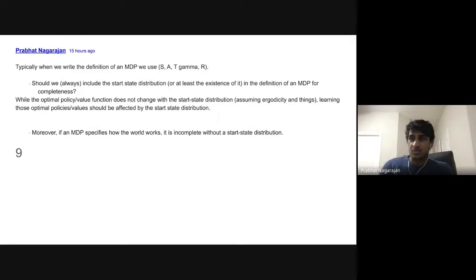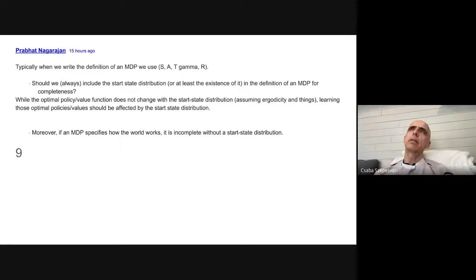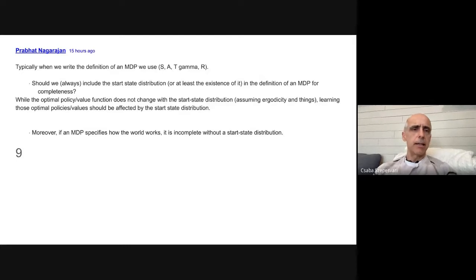And I guess we could also argue that maybe you can't answer all questions about the MDP unless you also have a start state distribution specified. Okay, the second part, I'm not sure I understand.